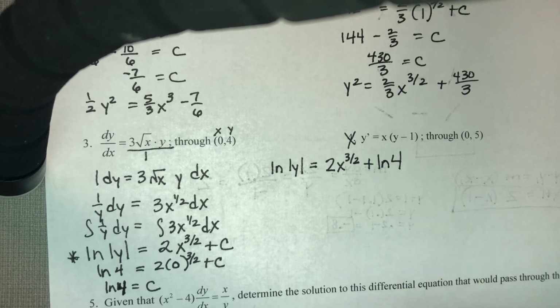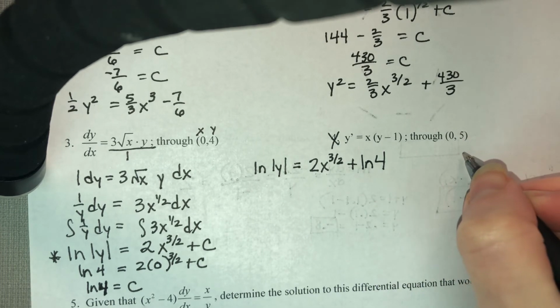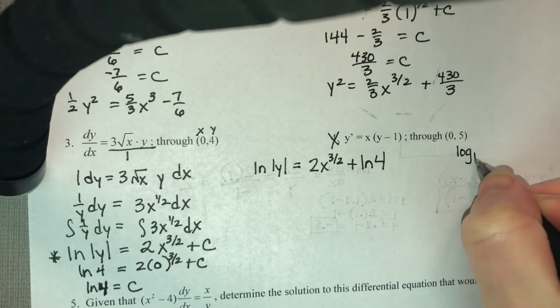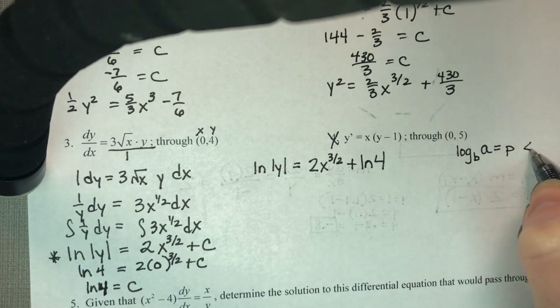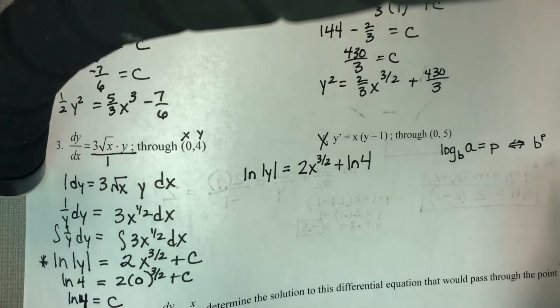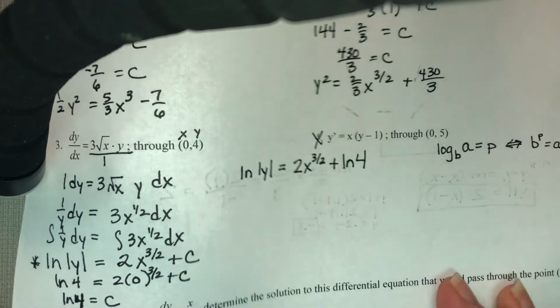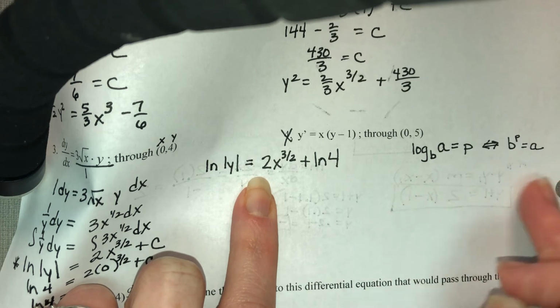Well, you have to remember what your Algebra 2 teacher taught you, which is the definition of a logarithm. The log base b of the argument is equal to the power when the base raised to the power equals the answer. Okay, this is the definition of a logarithm. These two statements are equivalent to each other.